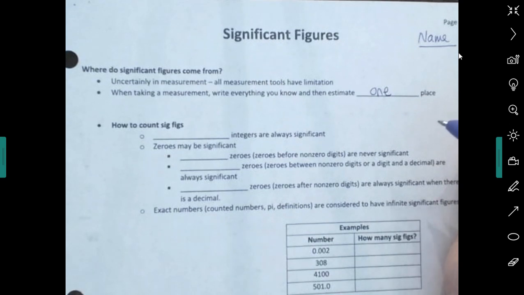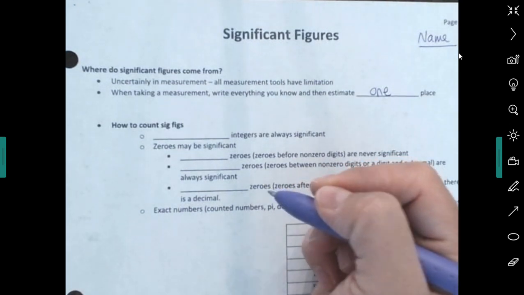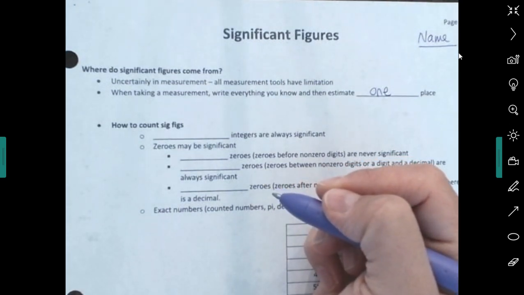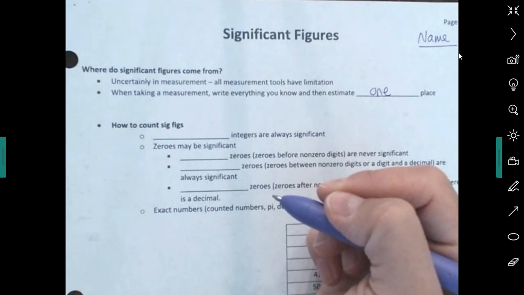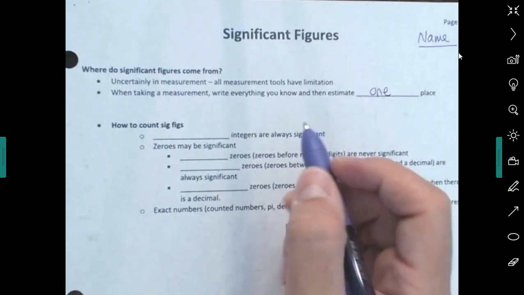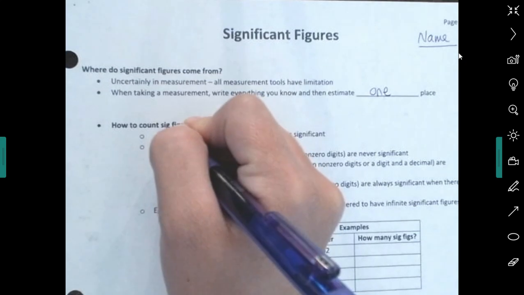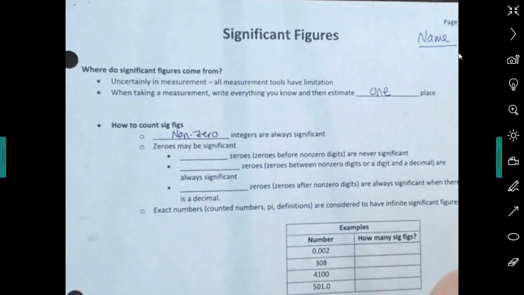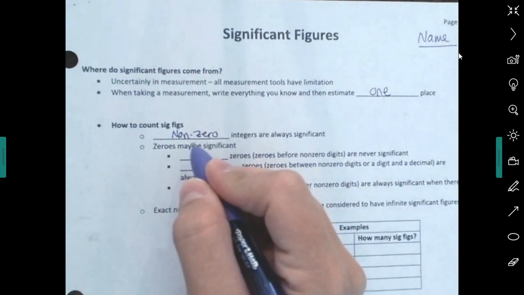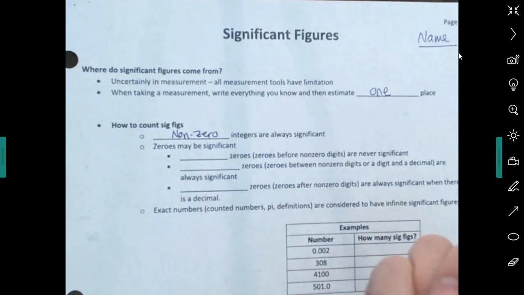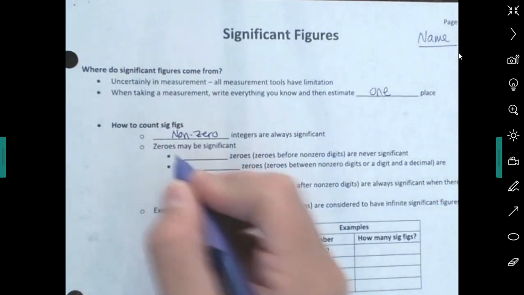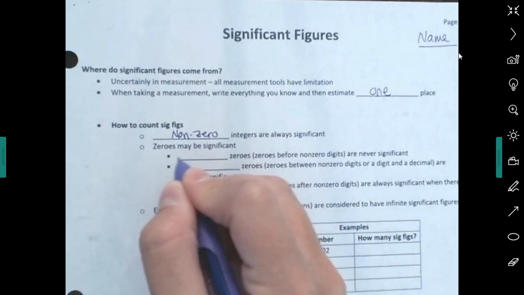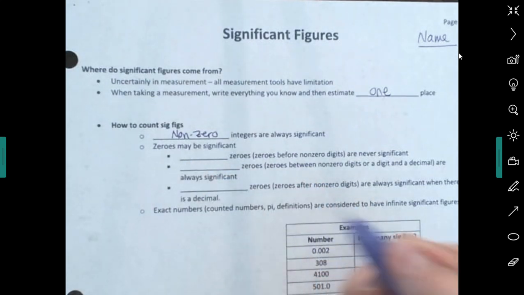Okay, so I know that you guys went over this last year with Miss Love, but we're going to go over it again because it's very important all the way up to AP Chemistry. So let's review it again. Non-zero integers are always significant. That means anything that's not a zero, you always count as a sig fig. Zeros might be significant. This is where kids get mixed up. Are the zeros significant or not?